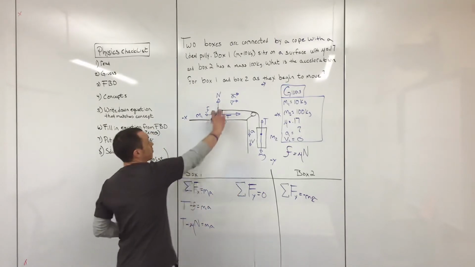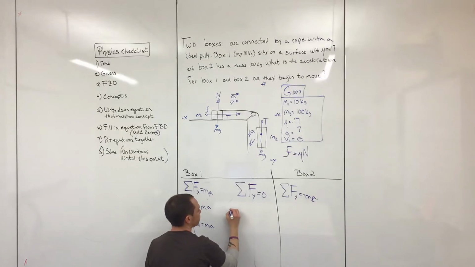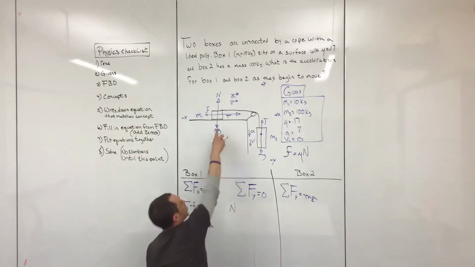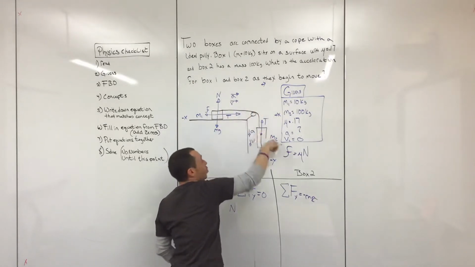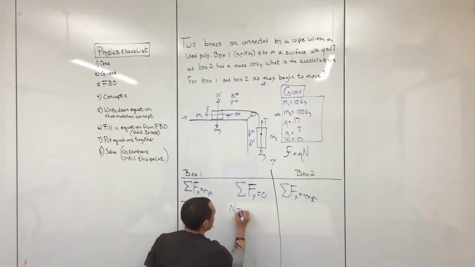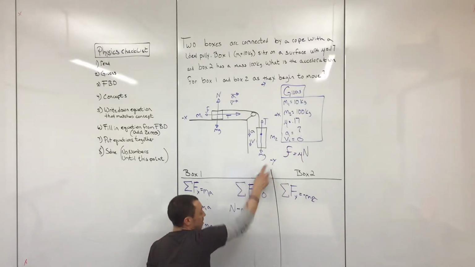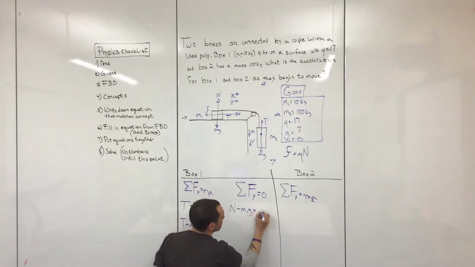Now we want to do the sum of forces in the y. That's just going to be the normal force, and it's positive, and the weight is negative, so that's going to be minus mg. Again, that's why it's getting the sign that it is. If this was positive, we make that positive. And it is equal to 0.